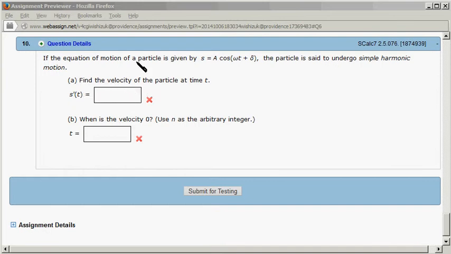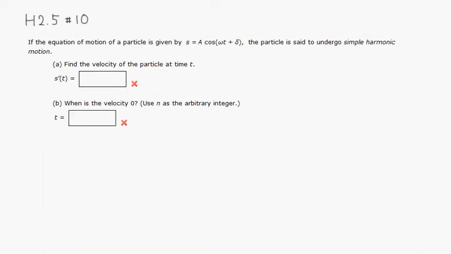So velocity is just another word for derivative. So let's try to do that. We just have to find the derivative. So S prime of t is equal to, A is just a constant. Then the derivative of cosine would be sine with a negative sign. So I'll put the negative sign here.